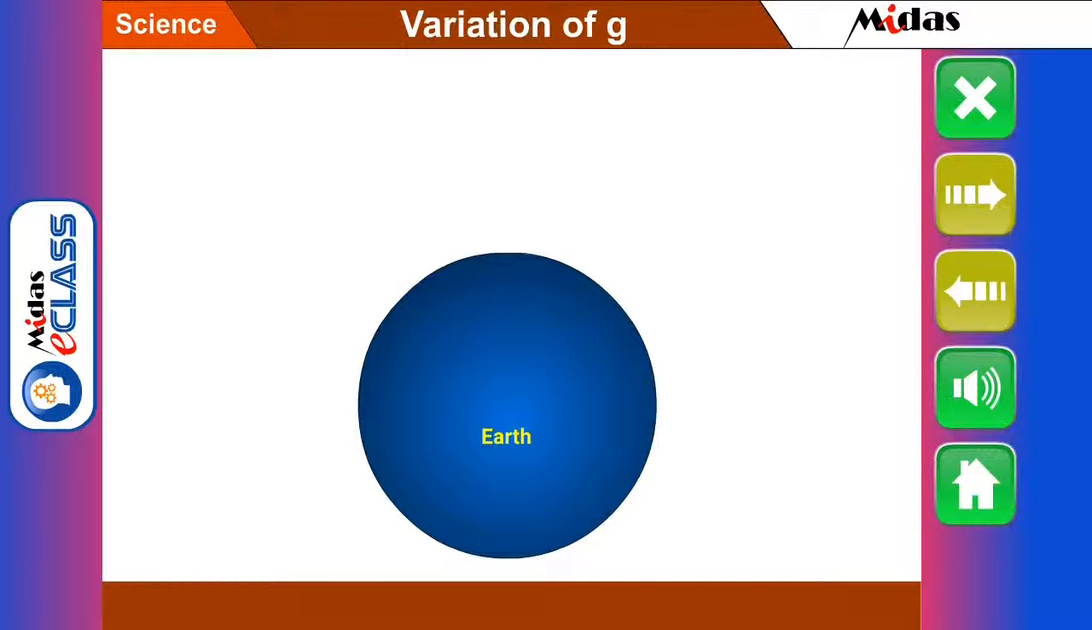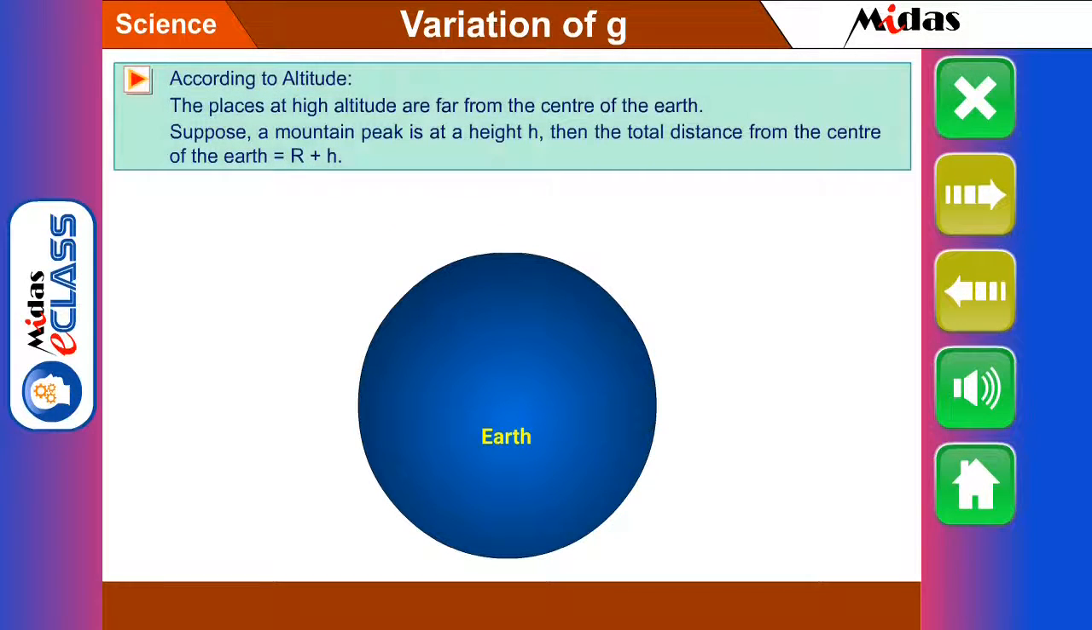Dear students, now let us find out the value of g according to the altitude. Students, the places at high altitude are far from the center of the Earth. Suppose a mountain peak is at a height h. Then the total distance from the center of the Earth is equal to r plus h.